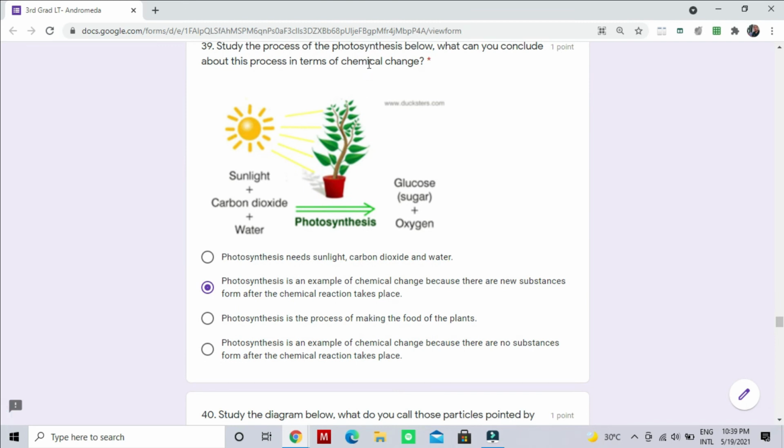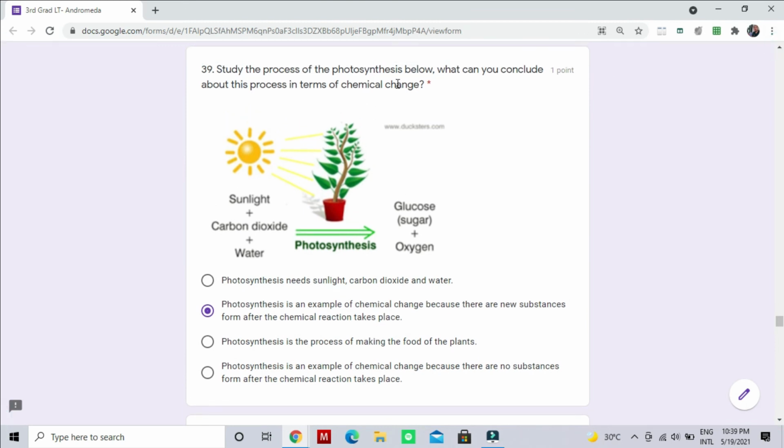Question number 39. Study the process of photosynthesis below. What can you conclude about this process in terms of chemical change? The correct answer is photosynthesis is an example of chemical change because there are new substances formed after the chemical reaction takes place.